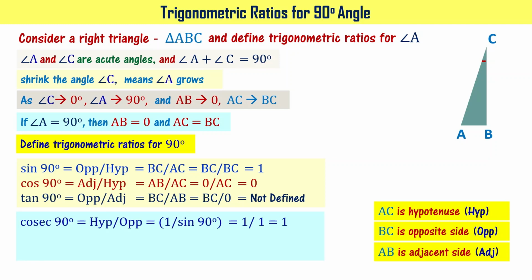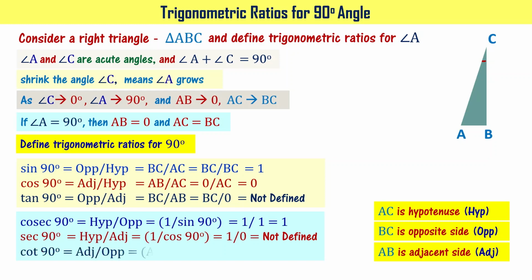And cosec 90 degrees is 1 by sin 90 degrees, that is equal to 1. And sec 90 degrees is 1 by cos 90 degrees, that is equal to 1 by 0, hence it is not defined. And cot 90 degrees is 0 by BC, that is equal to 0, right? Please take a note of these values.